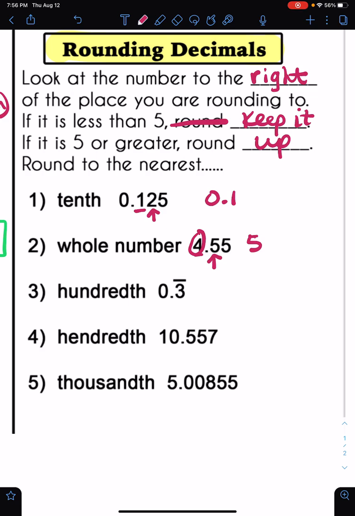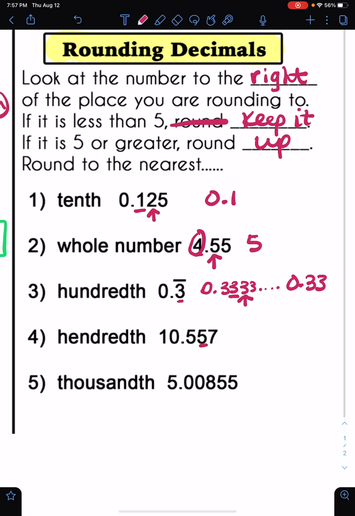If I want to round to the hundredths, you might be thinking, I don't see a hundredths place. I just see a tenths. But remember that 0.3 repeating is like 0.3333s forever, right? So here's the hundredths place. And if I look one place to the right of that, it's less than 5. So I'm going to keep that hundredths place at a 3 and drop everything after it.